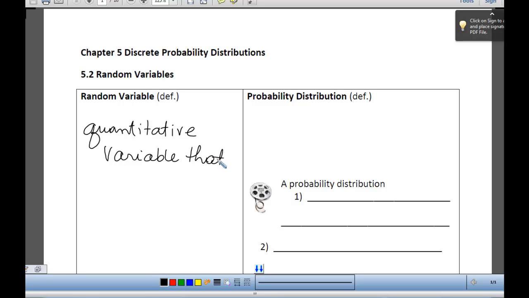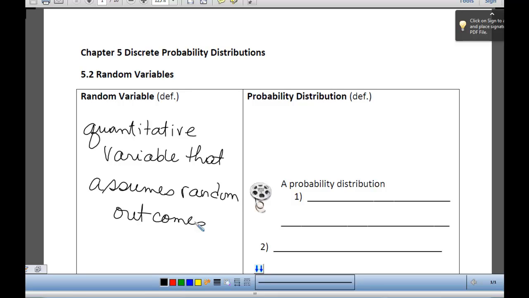That assumes random outcomes. That's probably not the best way to say it, but for instance, we've talked about an example where we look at the number of boys or girls born to a family of three children. That's a random variable.